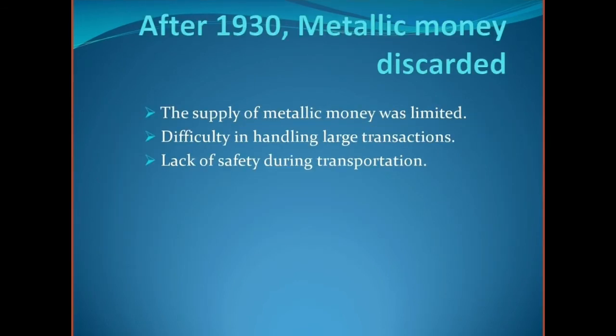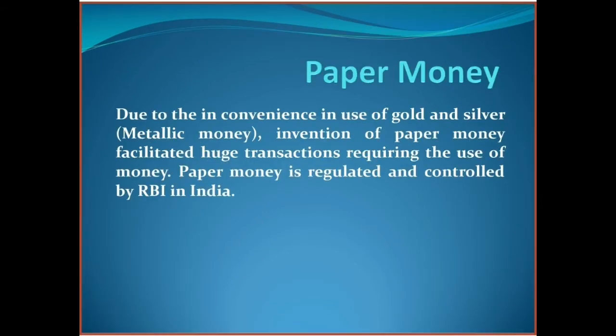But after 1930s, use of metallic money was discarded because their supply was limited. Government had to maintain 100% gold reserves, and there was difficulty in handling large transactions and lack of safety during transportation. The metallic money turned into the paper money, or the paper money came into existence. This was due to inconvenience of use of gold and silver, that is metallic money. The invention of paper money facilitated huge transactions requiring the use of money. Paper money is regulated and controlled by Reserve Bank of India.